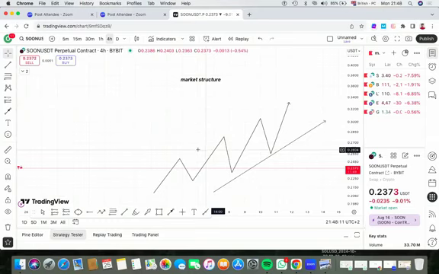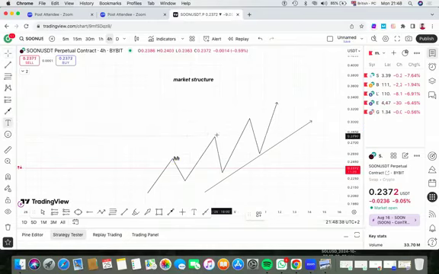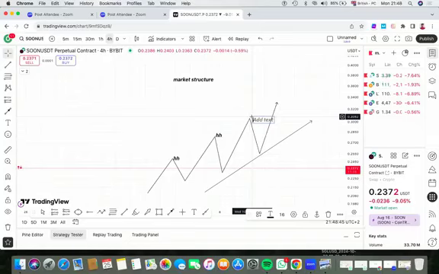And we have what we call our highs, okay? And we have what we call our lows, okay? So a market in an uptrend creates higher highs and higher lows, okay? So higher high, the market creates higher highs and higher lows.